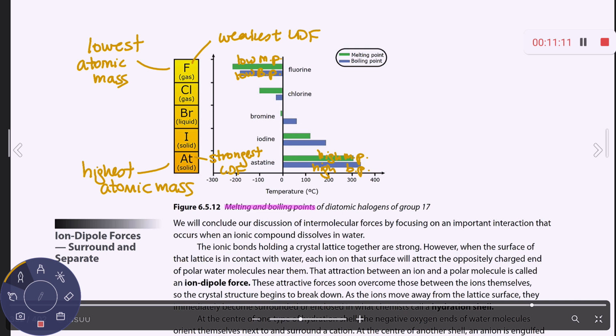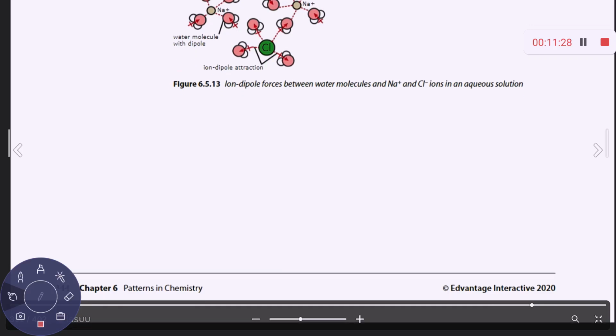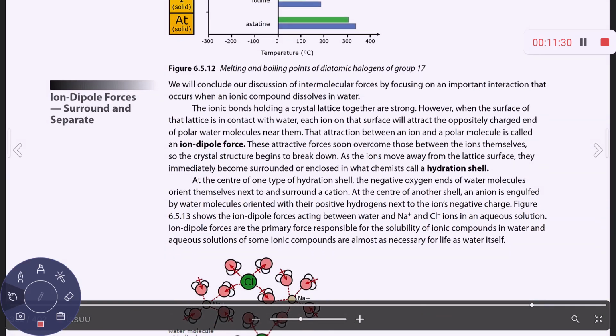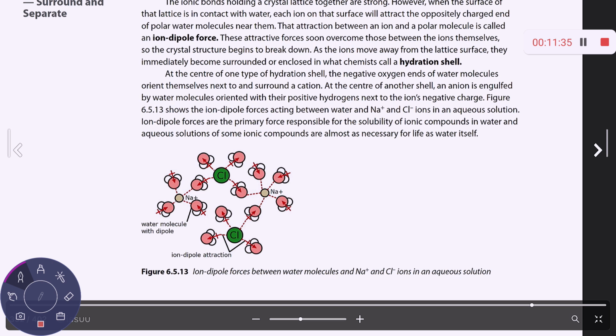You will not be writing ion dipole on anything on the lab. And the reason is because ion dipole forces only exist in solution between a freely moving ion and a polar molecule. So generally speaking, ion dipole forces will exist between a salt that is dissolved in something like water. So here you can see that we have sodium chloride dissolved in water. Sodium chloride produces sodium ions and chloride ions.